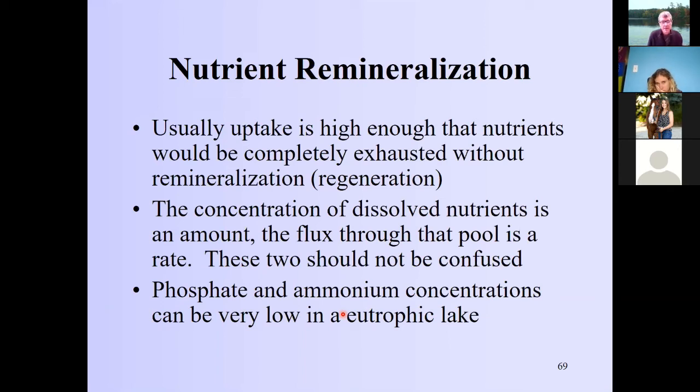And here's a place that we're going to come into a couple times in this class: the concentration of dissolved nutrients, ammonium, phosphate, nitrate, is an amount. But the flux rate through that pool is a rate, and we can't confuse those. And we can see situations where concentrations of phosphate and ammonium are extraordinarily low in a eutrophic lake.